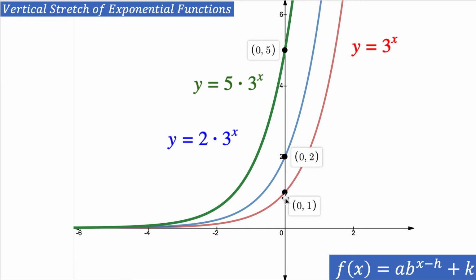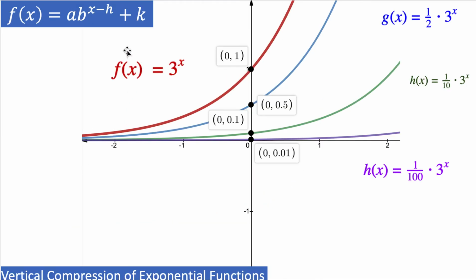If we analyze the intersection point on the y-axis, it is (0, 1). If we have a 2, it is going to multiply this point, and 2 times 1 is 2, so the point is going to be (0, 2) in this function. If we look at y equal to 5 times 3 to the x, with the 5 multiplying the intersection point, 5 times 1 is 5, so the intersection point is going to be (0, 5). This is one way to look at how the y-intercept of the function changes when we have a vertical stretch.